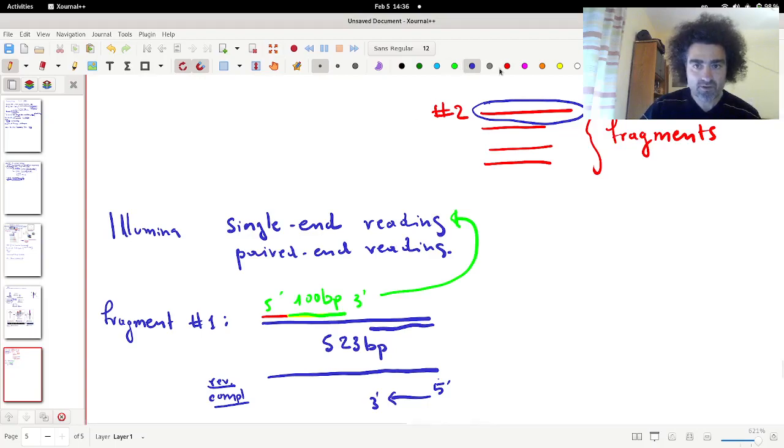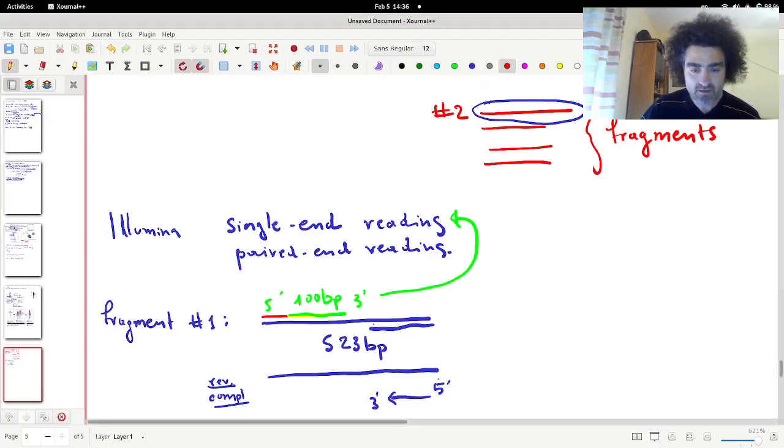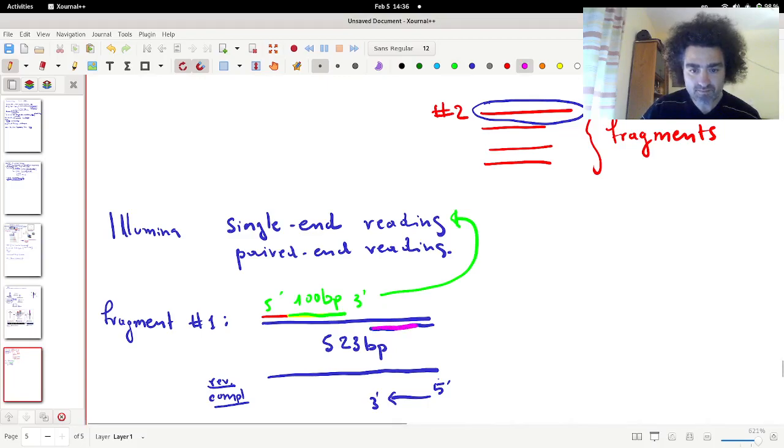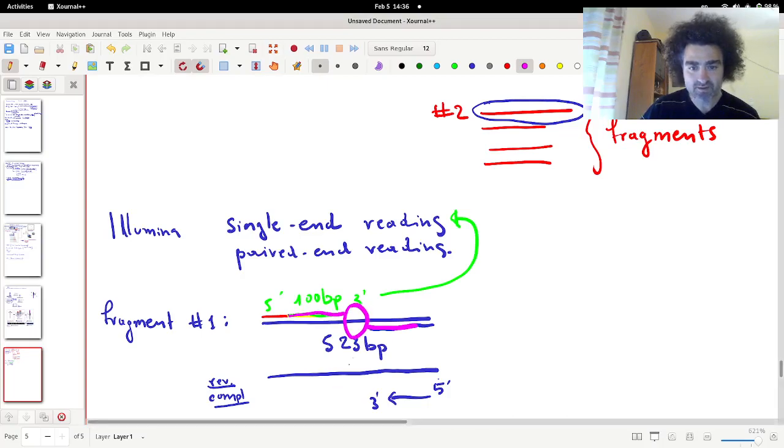Now, what you should pay attention to here is that you will get 100 base pairs here. Yeah, let's use purple. 100 base pairs here. You get 100 base pairs here, but perhaps you will never get this middle part, because this is 523 base pairs. So roughly you will get 100 base pairs on the left, 100 base pairs on the right, and then you will have something like 300 base pairs that you will never read for this fragment. But you will see later on that this is not a problem.